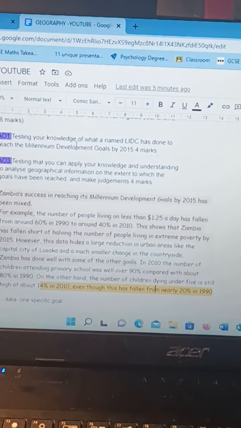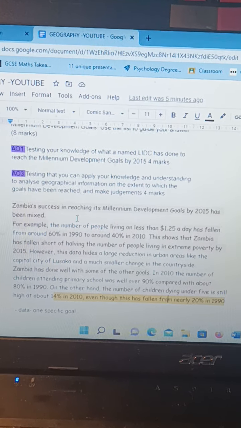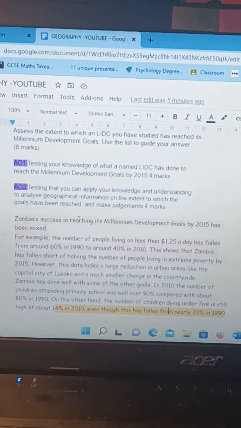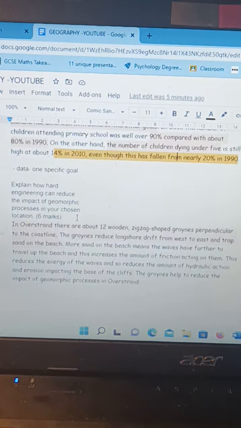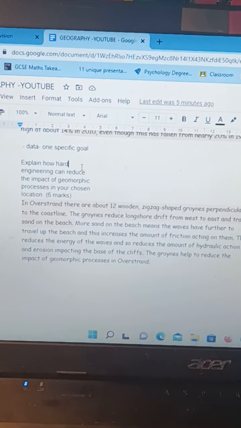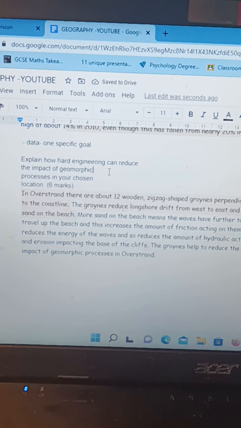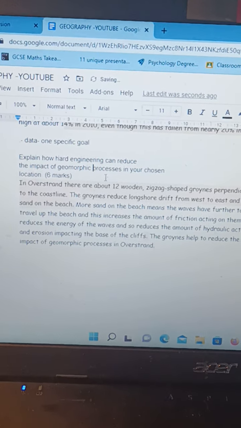Yeah. So this reached 8 marks. I'm just going to let you read it. Basically they've included one specific goal. I'm going to put this in my description as well. So this is another question. Explain how hard engineering can reduce the impact of geomorphic processes in your chosen location.